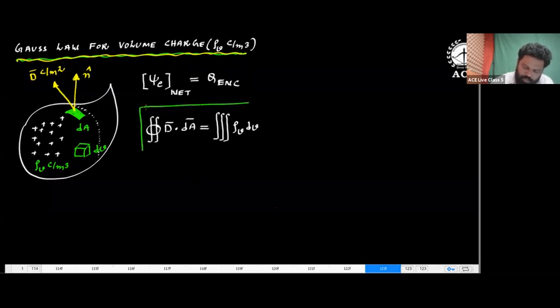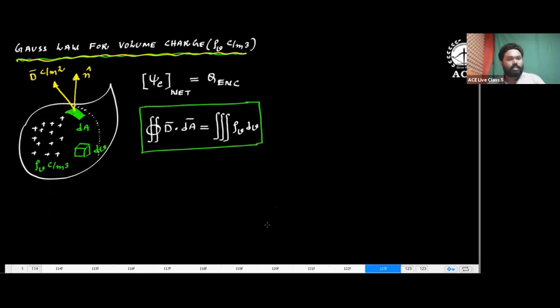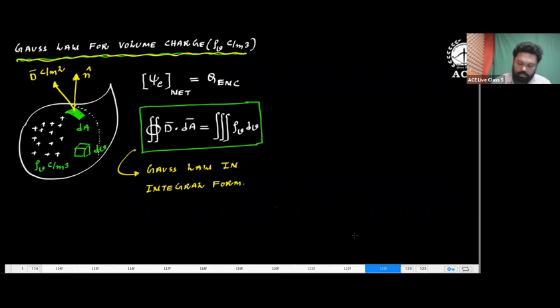So there is nothing new in this form. It is just the other way of representation. As you have noticed, there is a left side integral and a right side integral. As you have noticed the integrals on both sides, this is called Gauss law in integral form beta. Clear? Yes.